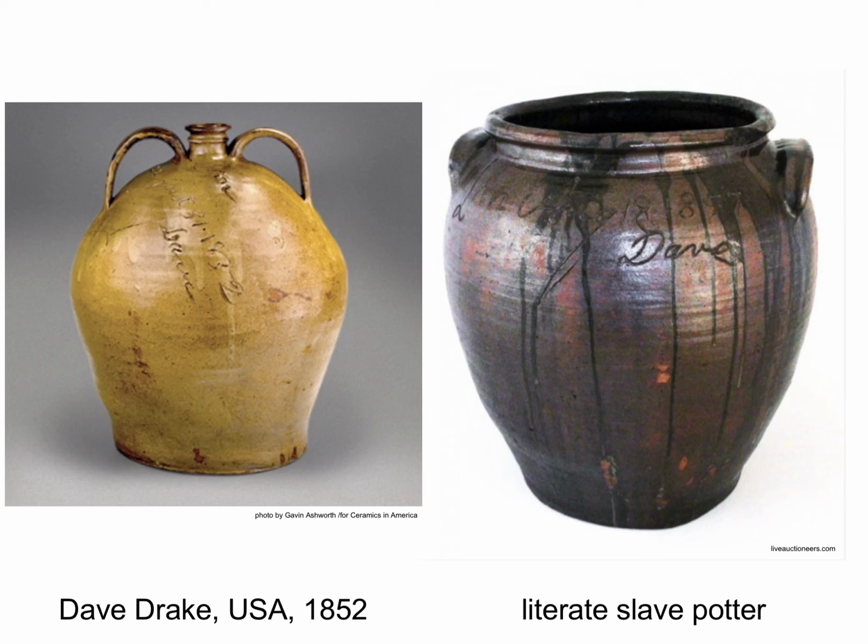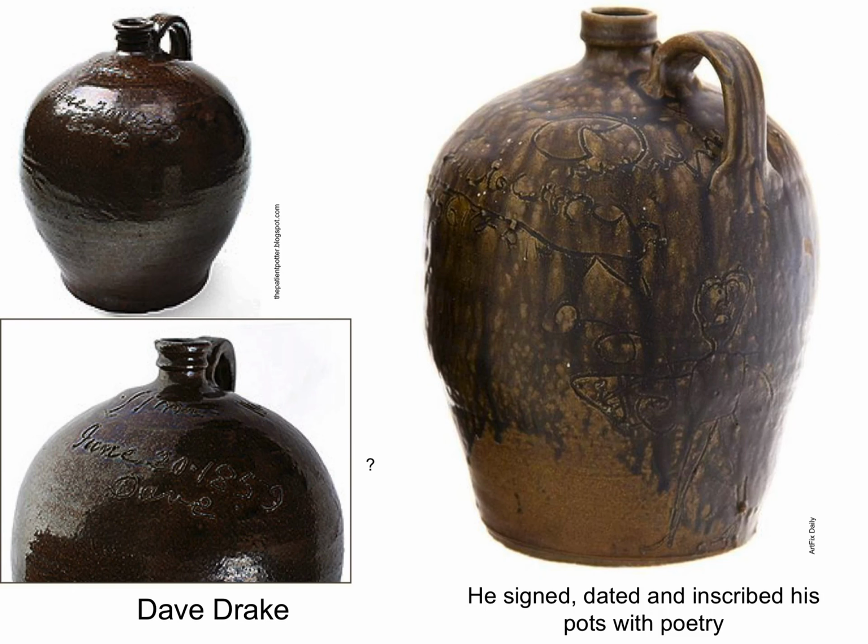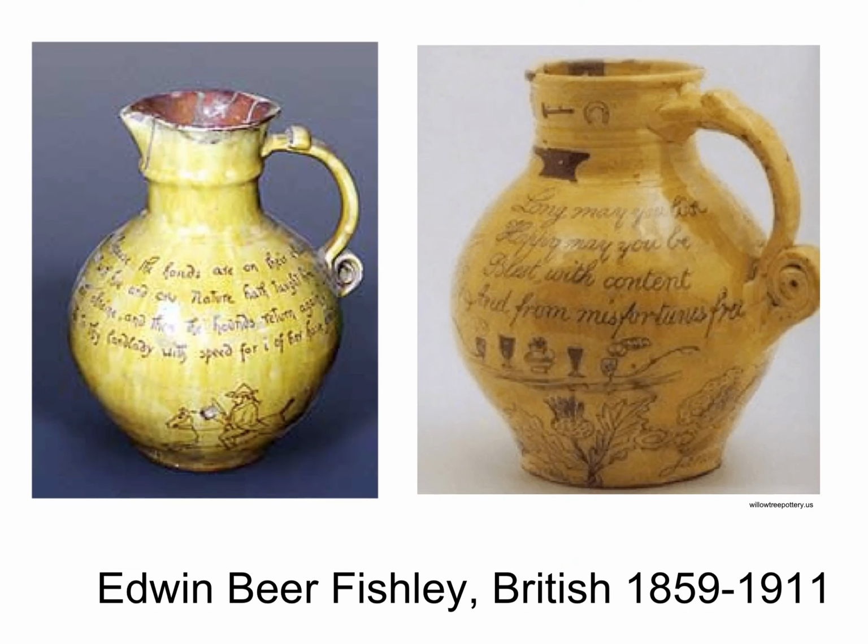And in America, in the mid-19th century, there was a literate slave potter called Dave Drake. And he signed his ware and he dated it, and he also inscribed poetry on his pots. And those are very important documents from a black American slave who was a potter, but also signed his work and inscribed it with designs, with dates, and with literary documents as well. And those are quite rare because it was forbidden for slaves to know how to write and read.